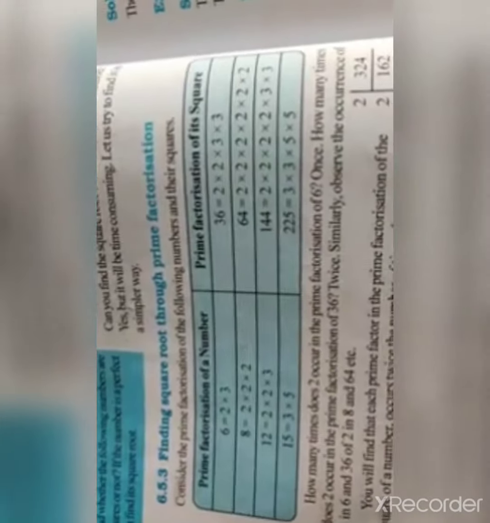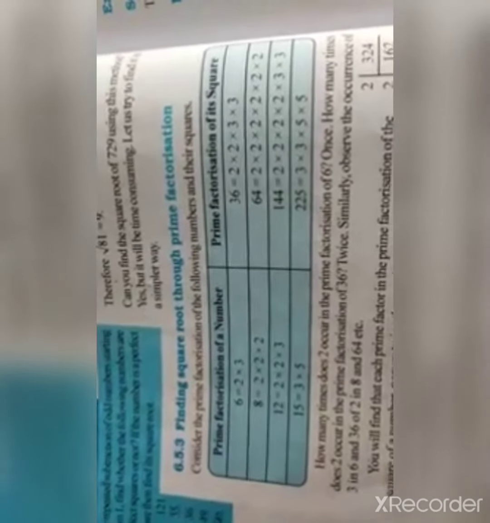Now find the square roots of 100 and 169 by the method of repeated subtraction. We know the method of repeated subtraction. Children, I explained that method, finding the square root through repeated subtraction, and it is a very lengthy, time consuming method. So next method, the standard method, is finding the square root through the prime factorization method.